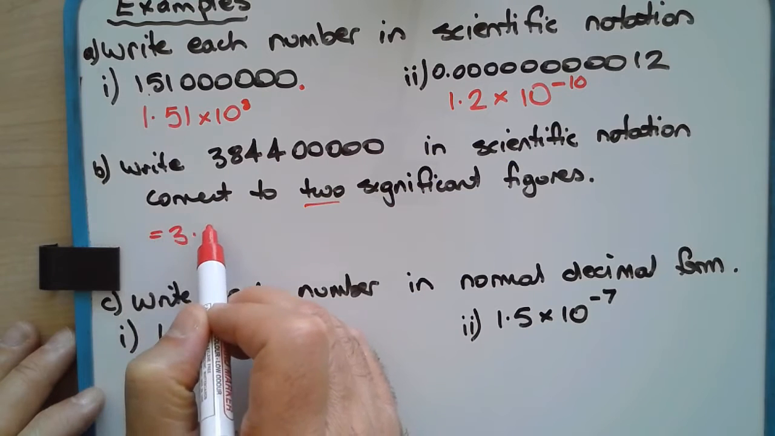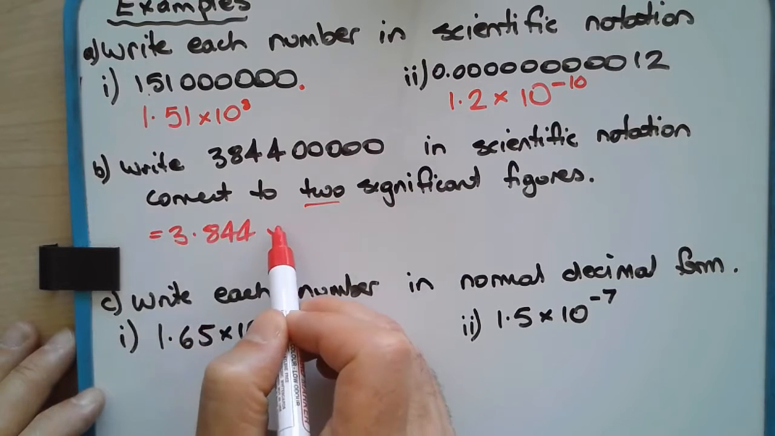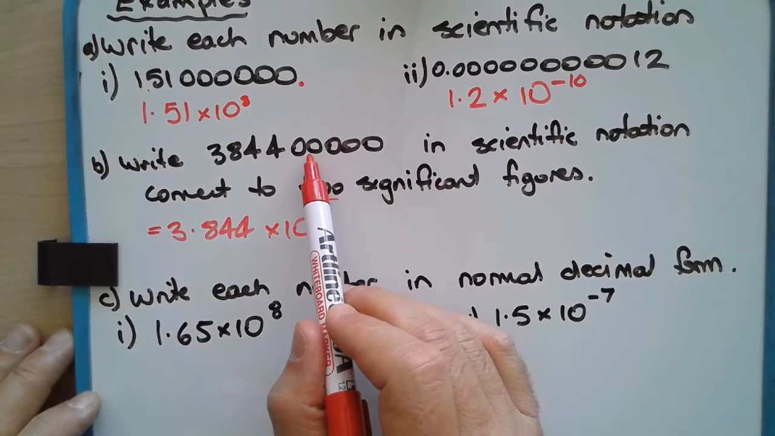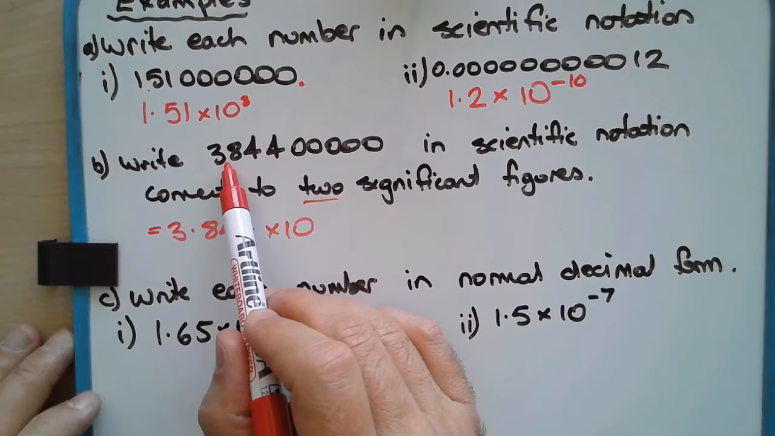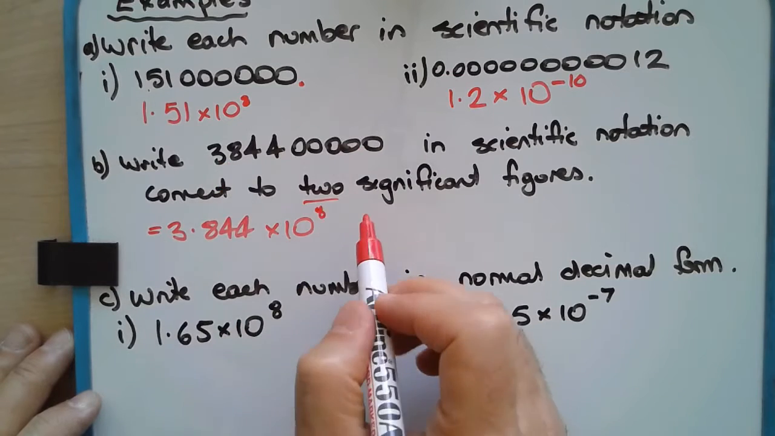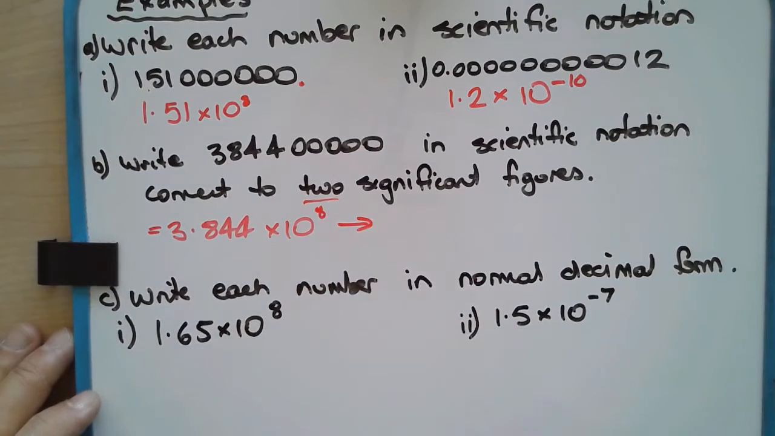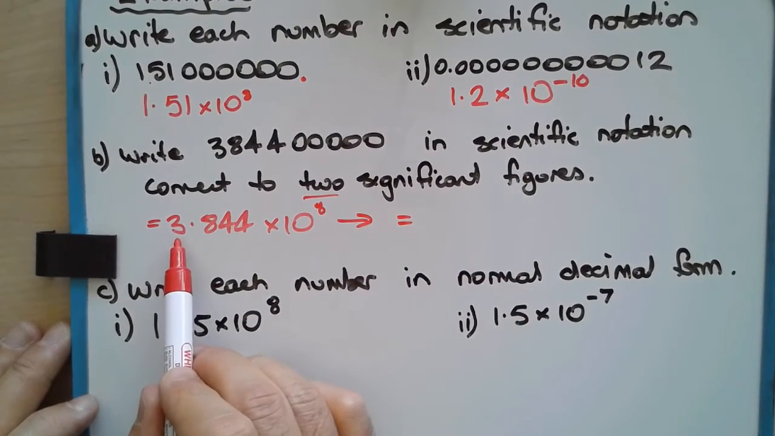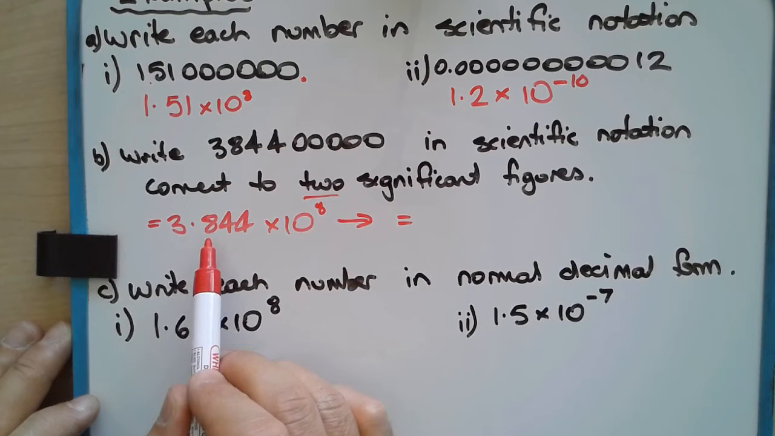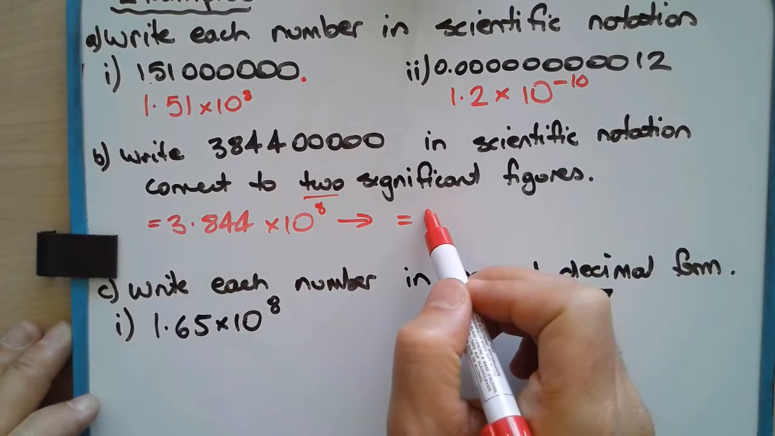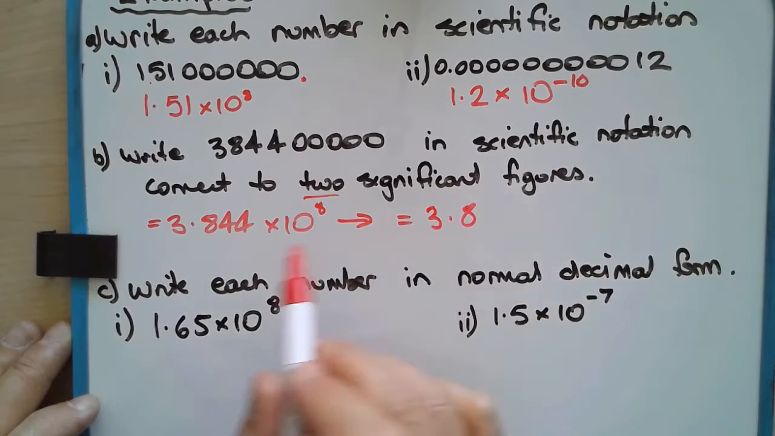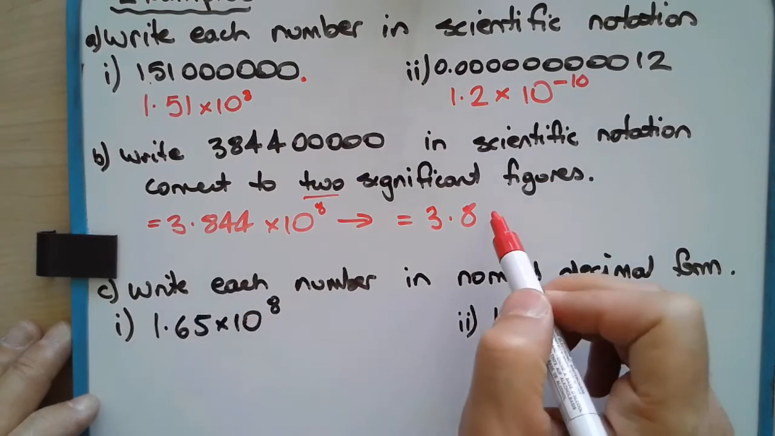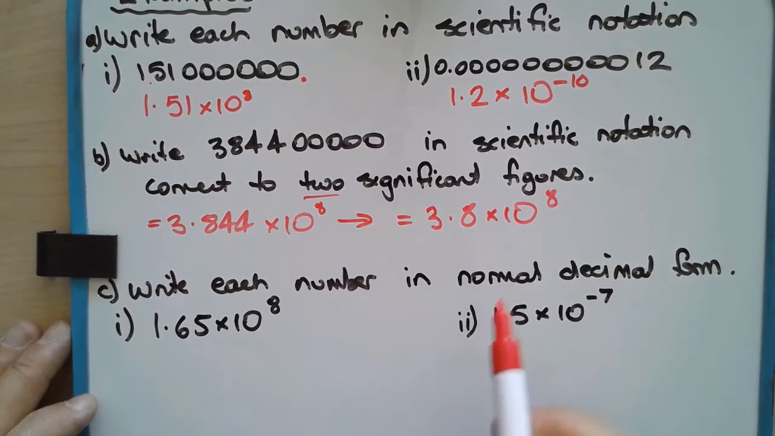So that's 3.844 times 10 to the power of 1, 2, 3, 4, 5, 6, 7, 8, times 10 to the power of 8. Then we're going to round that to two significant figures. We've got the 3, that's the first significant figure, and the 8 is the next significant figure. That's going to be 3.8. We don't have to round the 8 because the number next to the 8 is a 4. The 8 stays as 8, times 10 to the power of 8.